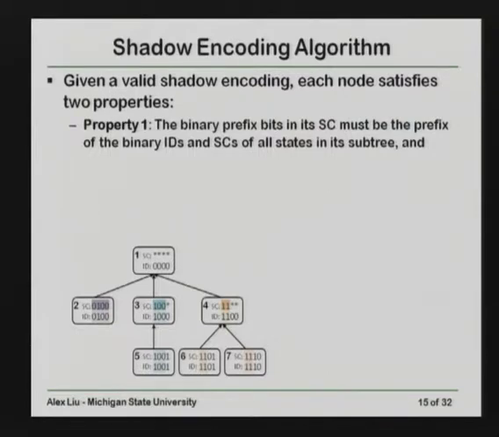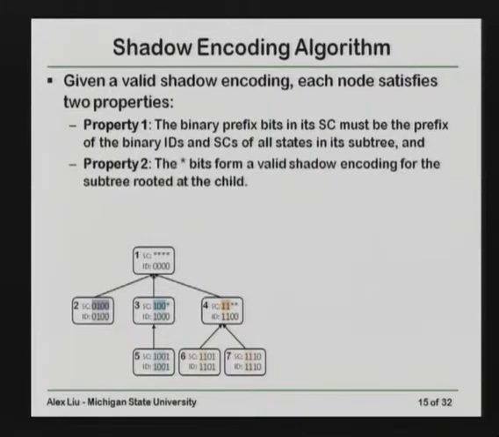For example, let's take a look at state 4. You can see the shadow code is 11**. So the prefix bits are 11, and this 11 will also be the prefix of all the shadow codes and binary IDs of all the states in its subtree. And the second property is that the star bits will form a valid shadow encoding for the subtree rooted at the child.